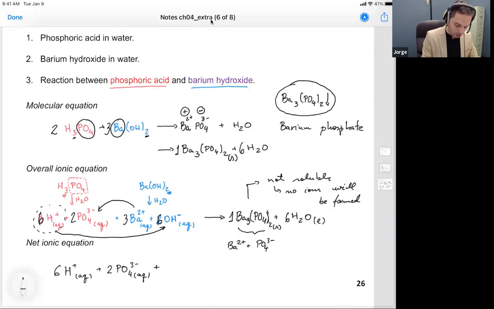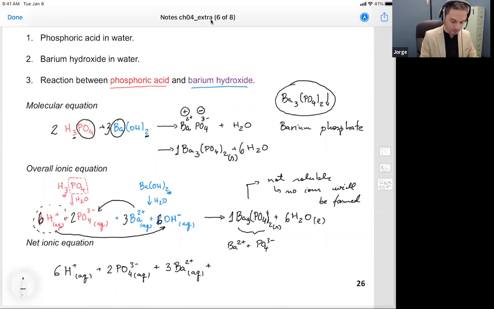The same thing goes for barium, 2 plus. It shows up by itself on the reagent side, but not by itself on the product side. What you see on the product side is barium combined with phosphate. Therefore, they are not the same thing. Okay? So we have to keep it.